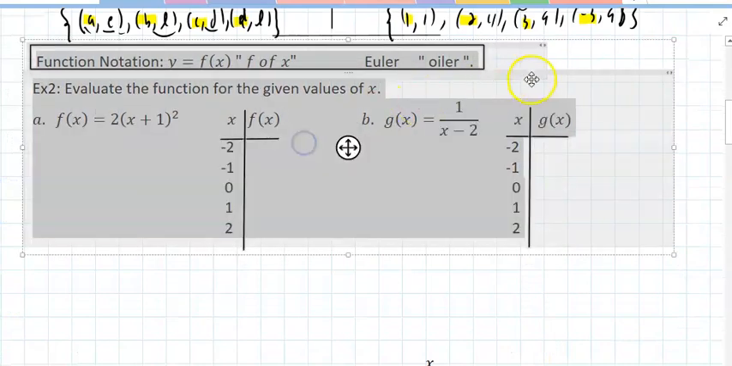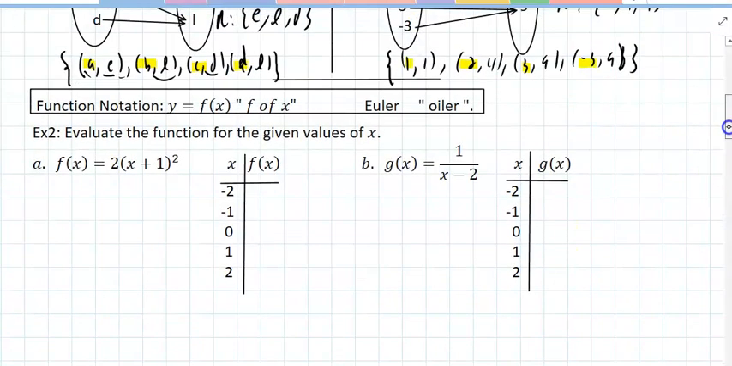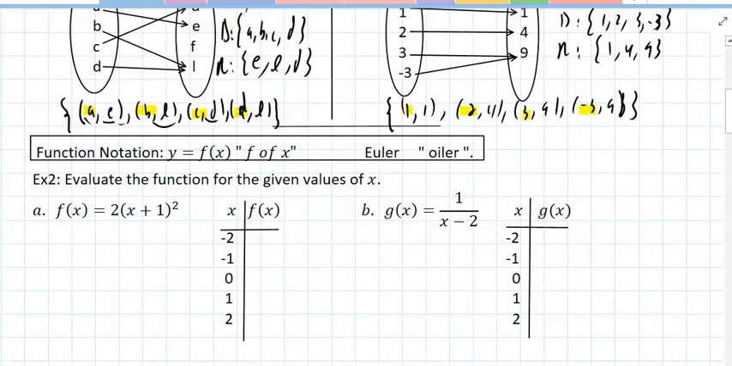Euler notation for function. Instead of a y, Euler decided to use f of x. A big deal for us. So by saying evaluate the function for the given values of x, by saying f of x instead of y, all you're saying is that this is a function. Well, negative 2, if I put a negative 2 in for x, I will get y, or f of x, equal 2 times negative 2 plus 1 squared. Order of operations, that's negative 1 quantity squared, that's 1. And 2 times 1 is 2.